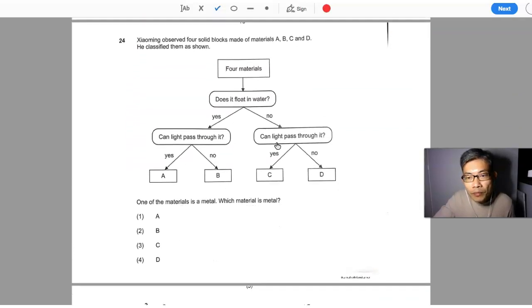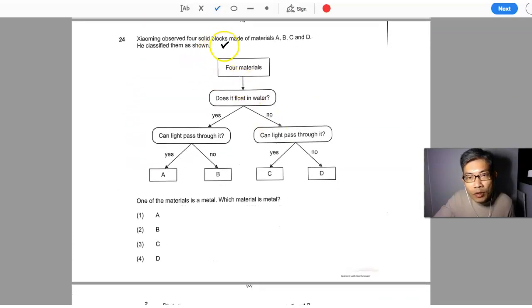Let's go to the next one. Now, Xiaoming observed 4 solid blocks made of material A, B, C, D. He classified them as below, on buoyancy and on transparency. Now, one is a metal. We know a metal definitely does not allow light to pass through, and we know that metal does not float in water. Answer will be D for this.